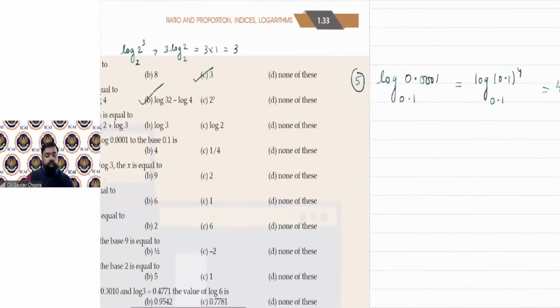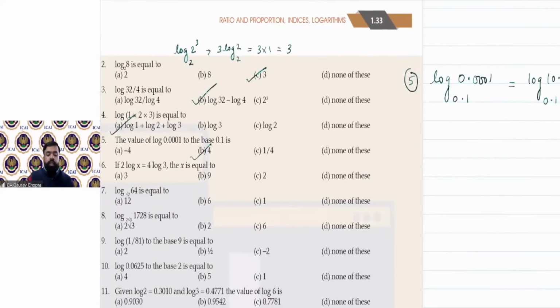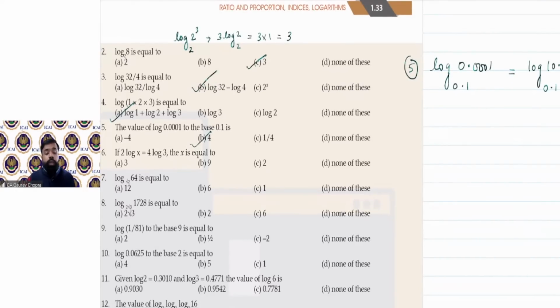So the correct answer is option number B. Yes, most of you have given the answer. Om has given the answer. Then Gautam Verma, Prakriti Goel, and Adit Fatima. Great. Next one. 6.